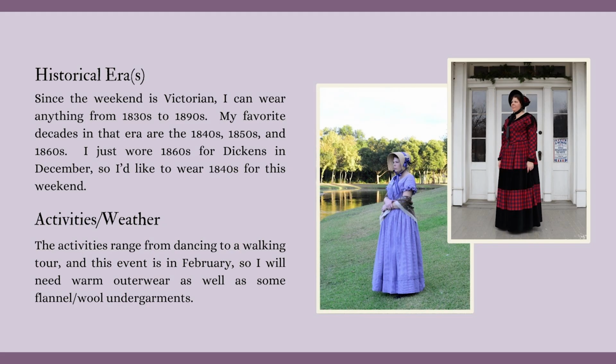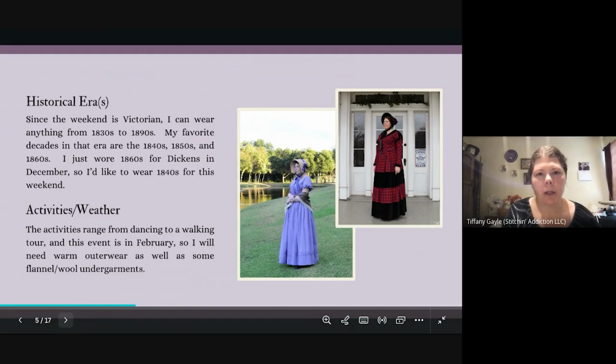If I was writing out my stuff in my workbook, I would jot down the historical era that I'm going to narrow it down to. Of course, I could do anything 1830s to 1890s since it's Victorian, but I really favor the 1840s, 1850s, and the 1860s. The other eras are really not my favorite. I just don't like the fashion from them very much. I just wore 1860s for the Dickens on the Strand in December, so I'd really like to do 1840s for this weekend. The problem is, as you can see from the 2 pictures here, I only have 2 dresses for 1840s, so I would have to do some sewing to make that possible, which is one of the reasons I'm not 100% sure I'm going to be able to make this event, but just for planning purposes.